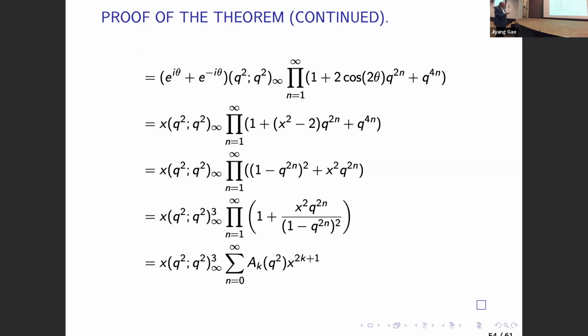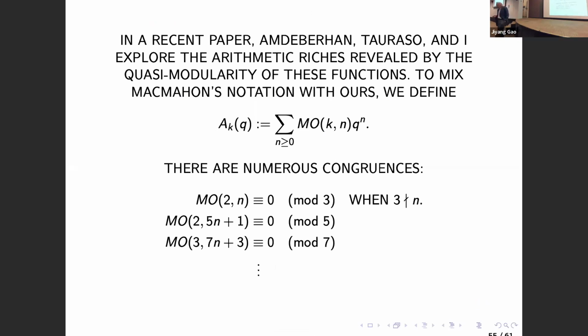And finally, last line, pick out the coefficient of x to the odd power. The natural expansion of the product tells you that it is these divisor sums. So there is a lot of arithmetic interest in these coefficients. Rose was interested in certain algebraic geometry applications and not in this particular theorem itself. But there are numerous arithmetic results.